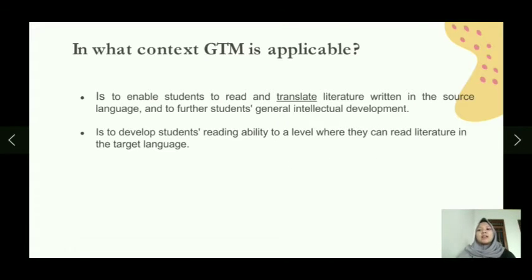And in what context is GTM applicable? Number 1, GTM is to enable students to read and translate literature written in the target language, and to further students' general intellectual development. And number 2 is to develop students' reading ability to a level where they can read literature in the target language.